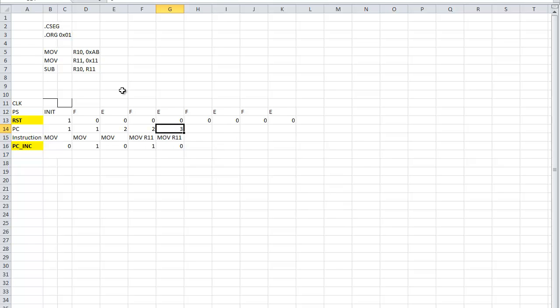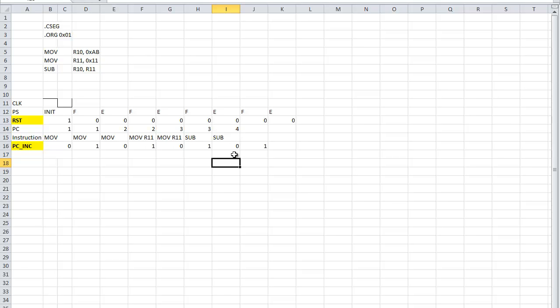I'm going to fetch the instruction at address 3, which is the sub. The PC is not going to change because I didn't increment it. And then my PC inc is going to be 1 because I'm going to always increment the PC on the fetch. So I can just fill that in. PC inc is always going to be 1 in the fetch state no matter what instruction I'm executing. Then in the execute state here, I still have the sub instruction because the PC from the previous cycle is 3. I'm not incrementing the PC, and because I had set PC inc to 1 from the fetch state, it will increment from 3 to 4.